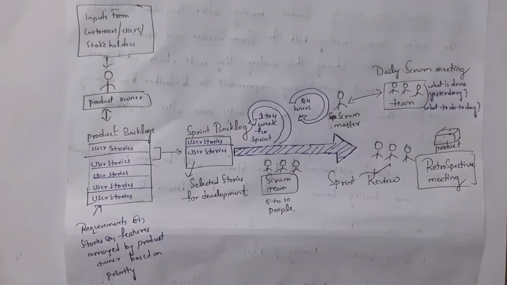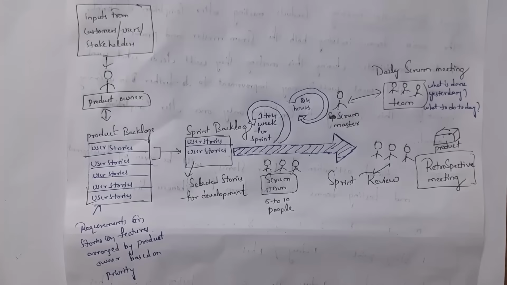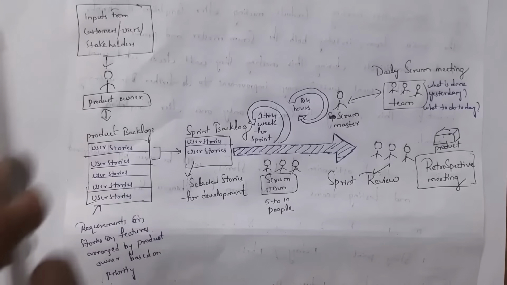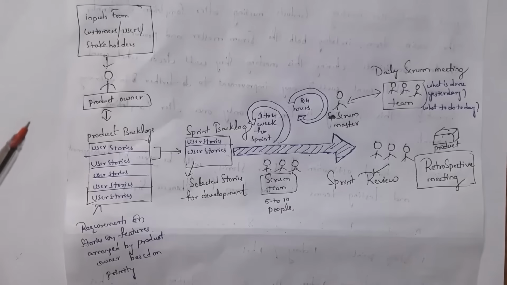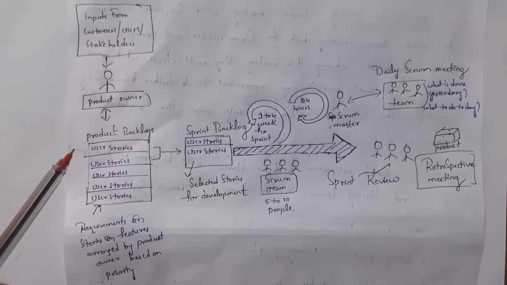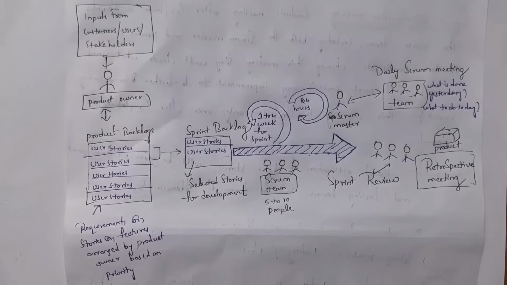Guys, now I will explain how the entire Scrum process will work. Guys, we can also call customers users or stakeholders. The product owner will collect features of the product from customers and then he will place those features or stories in the product backlog based on priority.